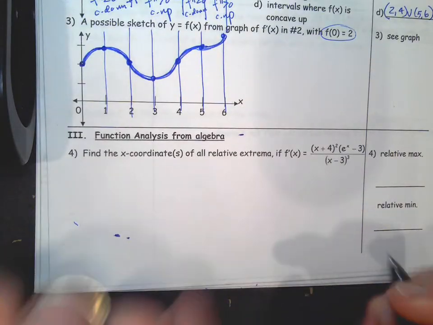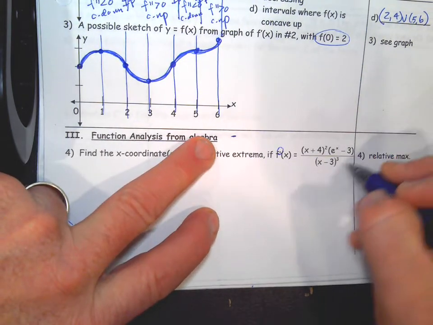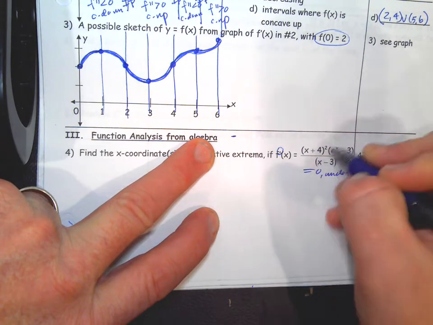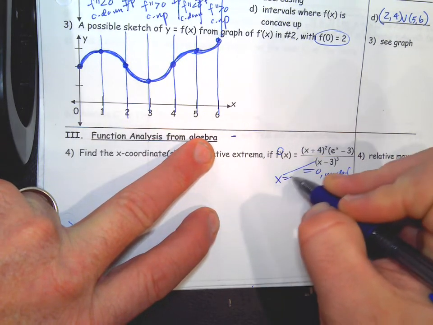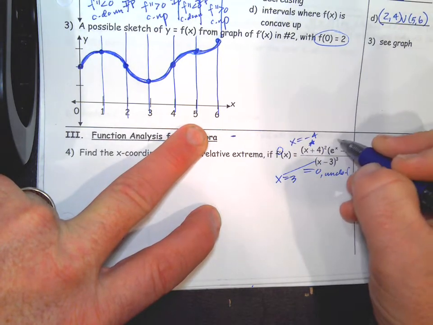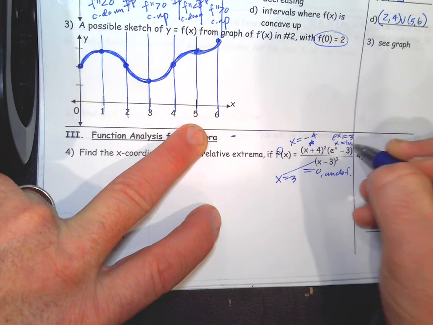Okay, what if I just give you the derivative all done, all factored, all nicely in one fraction? Could you crank it out? Hopefully. Set equals 0 or undefined. You should write that down. So we have x equals 3. We have x equals negative 4, which is a bounce. And we have e^x equals 3, so x equals natural log of 3.